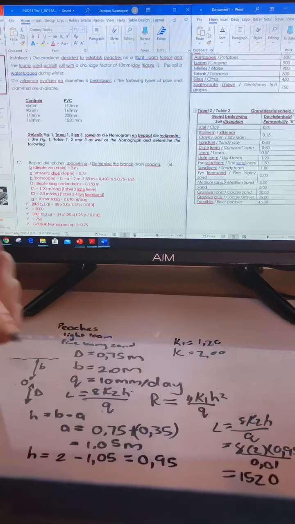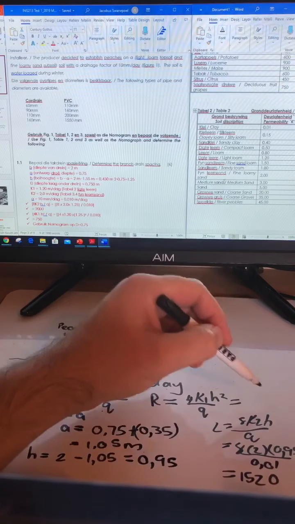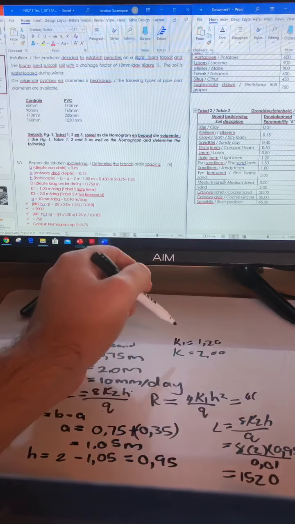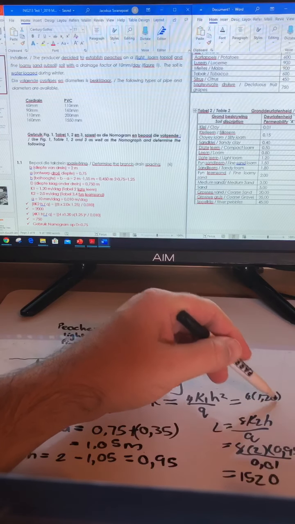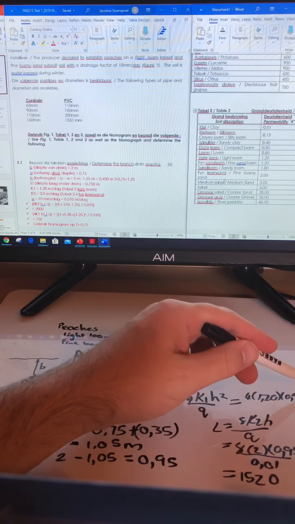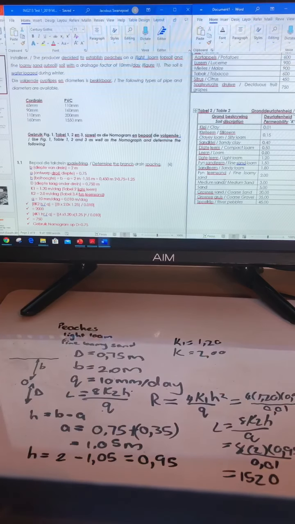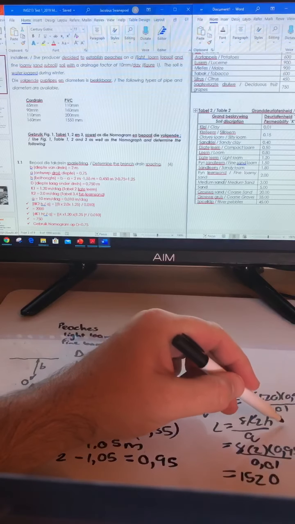And at this moment I'll have to use the space tool, and for R that's 4 times K1, which is 1,2, H squared, which is that 1,95 squared, divided by 0,01. And so the value that you get for that is 433,2.